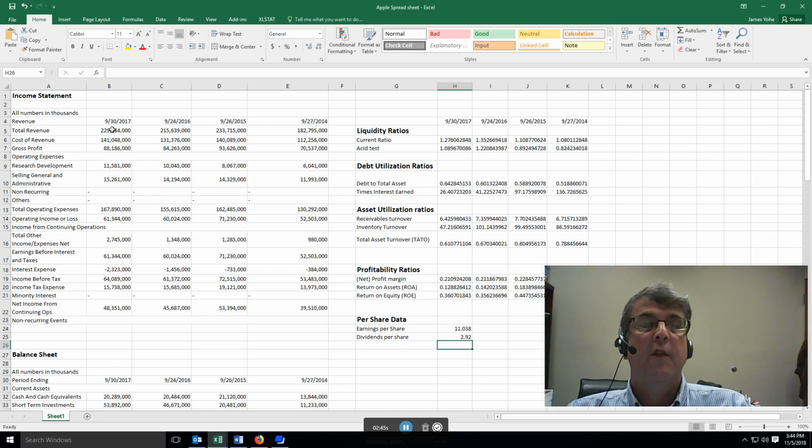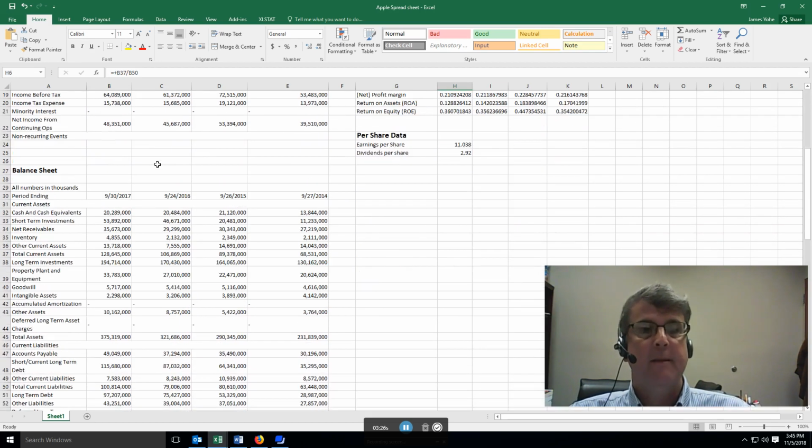You can see here for the year 2017, Apple had $229,234,000,000 in revenue. Now that's not what they get to keep, that's just revenue. The cost of that revenue, or cost of goods sold, say the iPhones, was $141,048,000,000. So their gross profit was $88,186,000,000. Now for that current ratio, I'm going to look down here at their balance sheet.